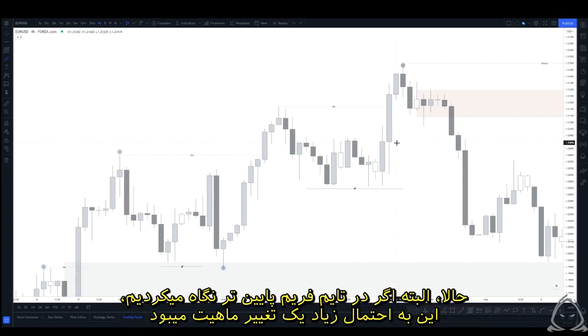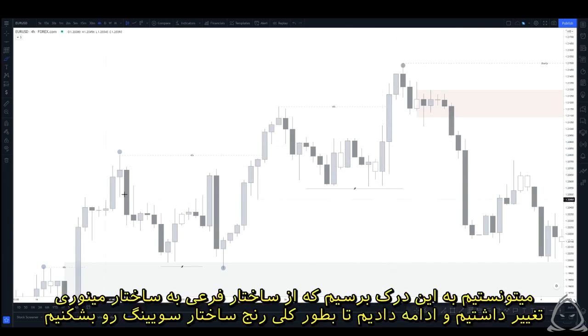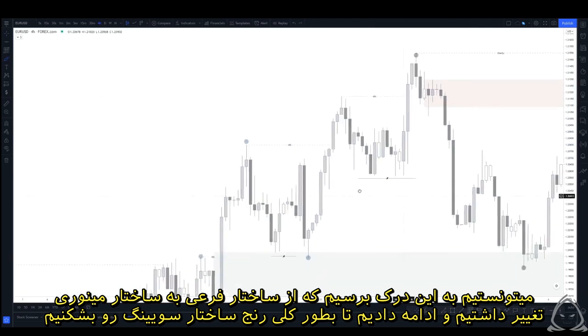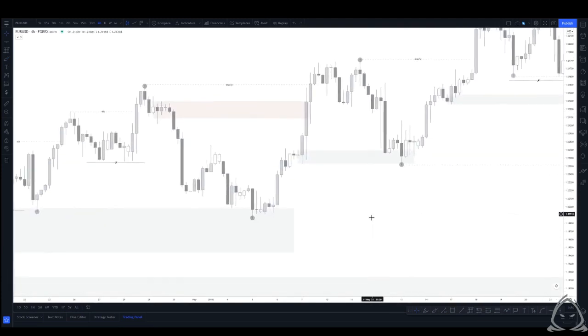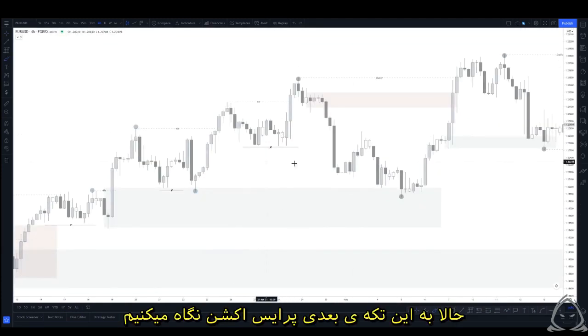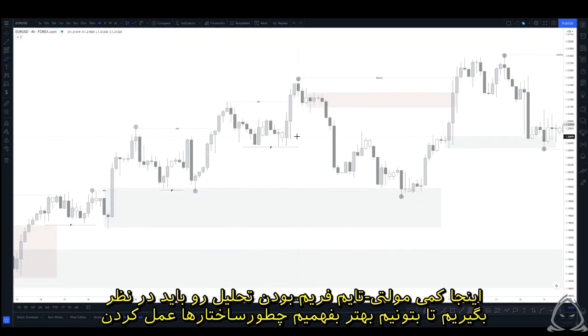Now, of course, if we looked on a lower time frame, this would more than likely be some sort of change of character, and we'd be able to derive the understanding that we've switched from substructure to minor structure and then continued to break the overall swing structure that we see on the chart. So when we look at this next bit of price action, there's a little bit of multi-time frame analysis to factor in to be able to better understand how structure is played.